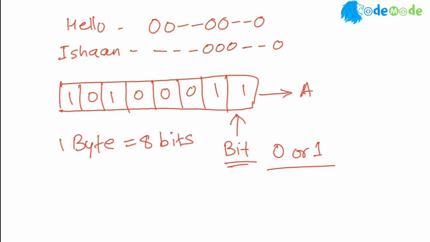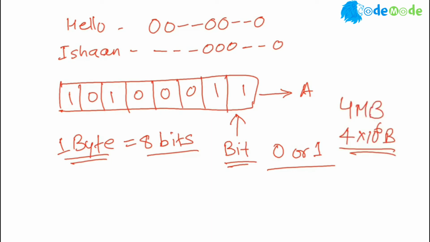So 1 byte is made of 8 bits, so we always measure in terms of bytes. Technically, when you measure the memory of a computer, you always say how many bytes, right? And it's 4 megabytes, right? That means 4 times 10 to the power 6 bytes, those many bytes in 1 megabyte. So it's a measurement of memory. 1 byte is the smallest unit you can use, and that 1 byte is made of 8 bits, which is a combination of zeros and 1s.